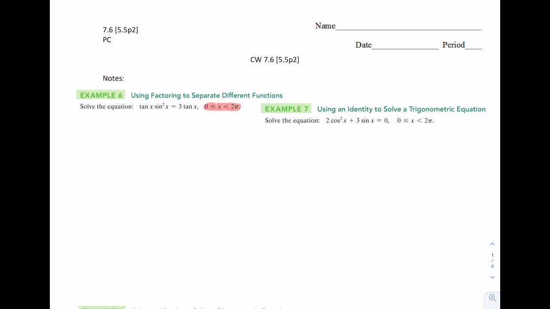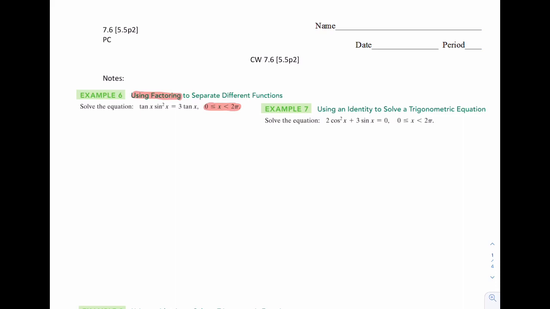All of you highlight right here. That's important because that tells us that there is a restriction, so there's no need for a plus 2 pi k here. And the second thing you want to note is the technique we're going to talk about. The first one is right here. We're going to be using factoring.